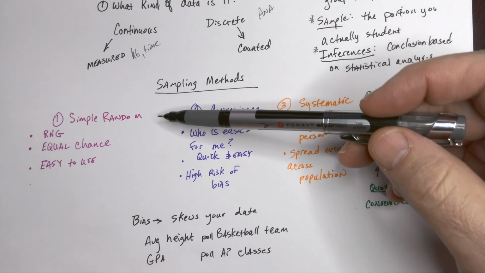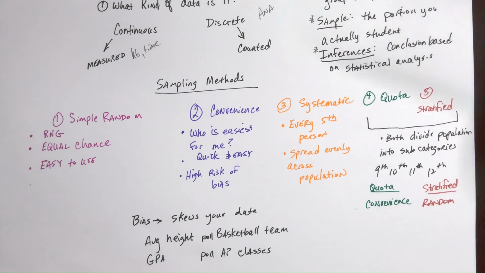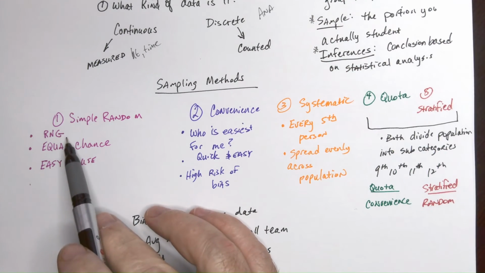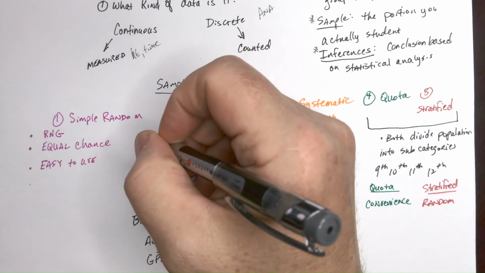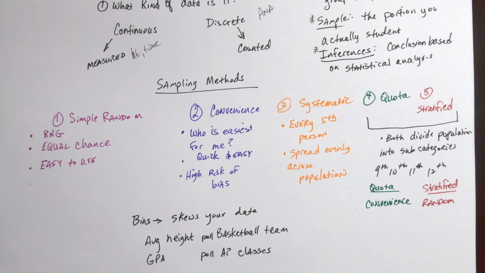So simple random: there's an equal chance that anybody in the population can become part of the sample. It's totally random, like using a random number generator. So let's say you're going to study the students in school. Each student is assigned a number, and then those numbers are quite literally randomly picked. So there's equal chance for people to get picked. It's super easy to use. It's a pretty good method.